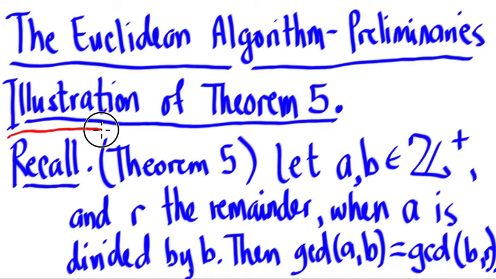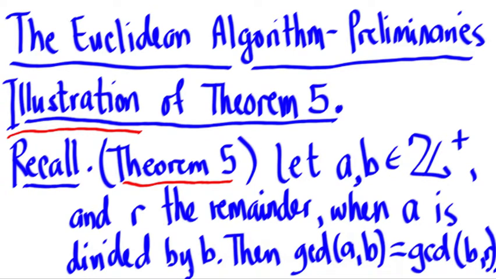So we're just going to give some illustrations for theorem number 5. That is, we're going to give some applications of it, including its application to GCDs, the greatest common divisor. Let's recall what theorem 5 is. It says: let a and b be natural numbers, and r be the remainder when a is divided by b. Then the GCD of a and b is equal to the GCD of b and r.